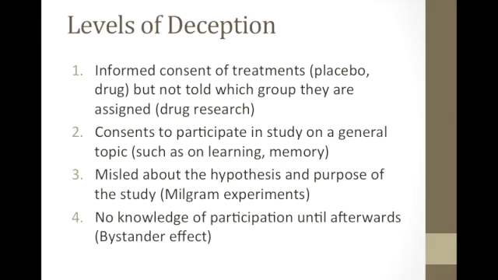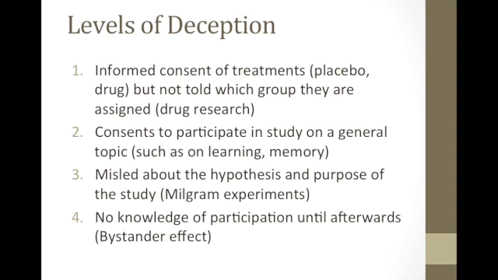So there are 4 levels of deception that we often talk about. The most minor form of deception is when participants can give informed consent about the treatments that are available. So you tell them there is a placebo group and a drug group in this study. You're going to be in one of these groups, okay? But they're not told which one they're assigned to. This is the only kind of deception that you're allowed to use in drug research, okay? You cannot have any more significant kind of deception.